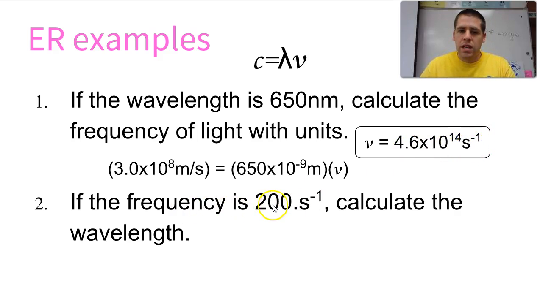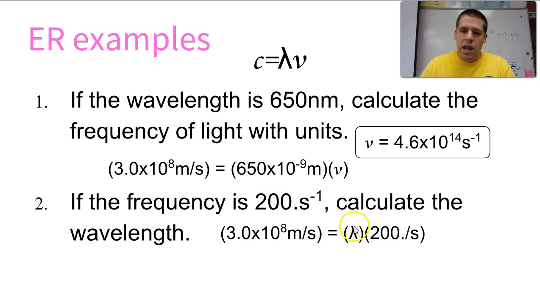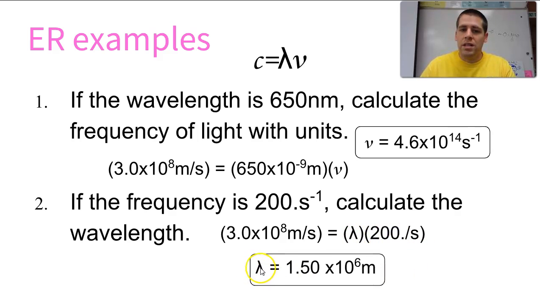All right, so what if the frequency is 200 hertz? Calculate the wavelength. Again, same formula. Now lambda is your unknown, and the wavelength that you're going to get out of this formula is going to be in meters because the speed of light is in meters per second. So if you wanted it in nanometers, you'd have to multiply by 10 to the 9th.